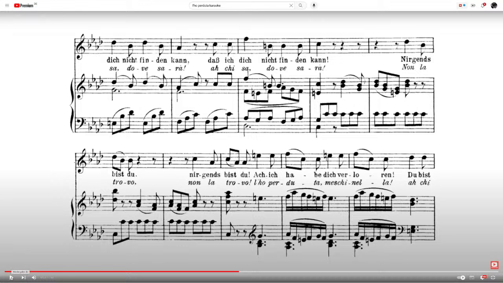Non la trovo. Okay? Also, you want to pay attention to what the accompaniment does. I mean, it's almost like you're taking turns with it. So sometimes you are the focus and sometimes the piano is the focus. See how the melody kind of takes turns between piano and voice.